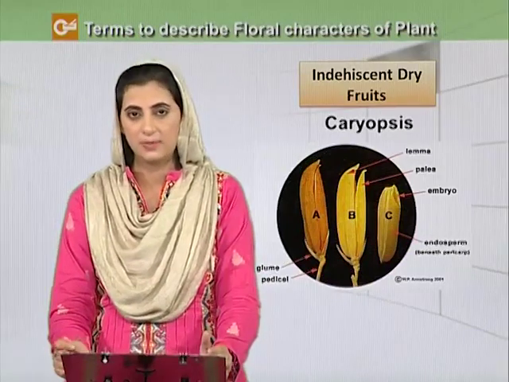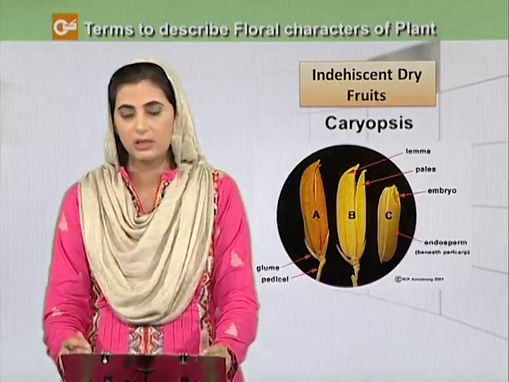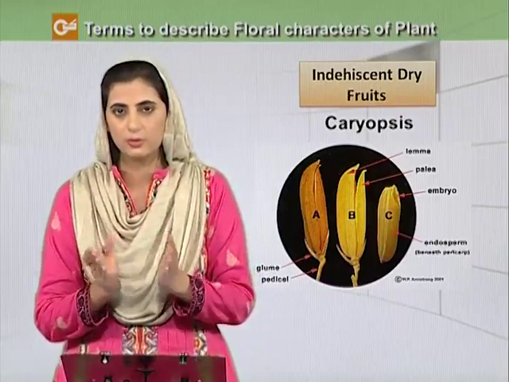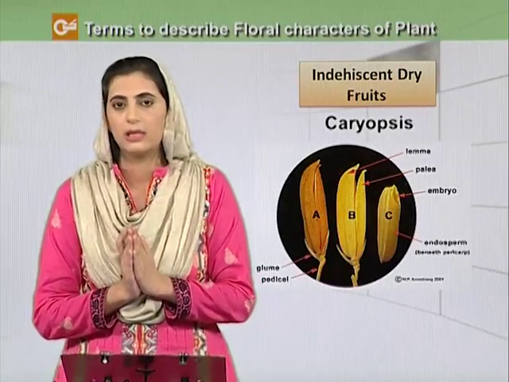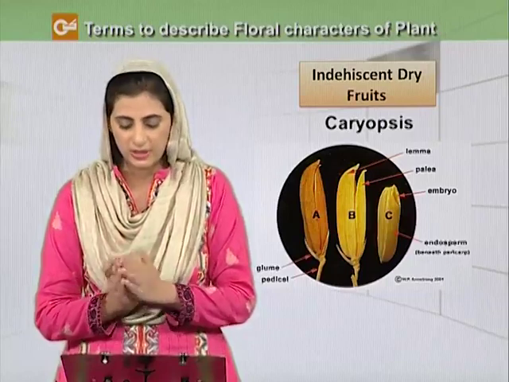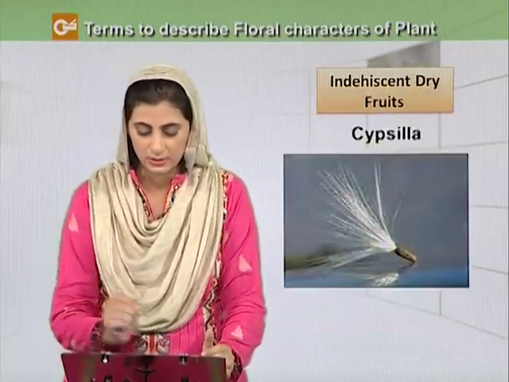And the other type of indehiscent dry fruit is the caryopsis, and in this case the pericarp is attached to or fused to the seed coat. We can visualize this by taking the example of wheat. You can see here the type of fruit.